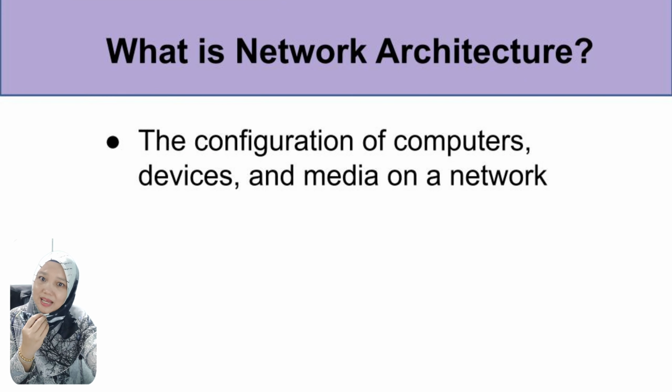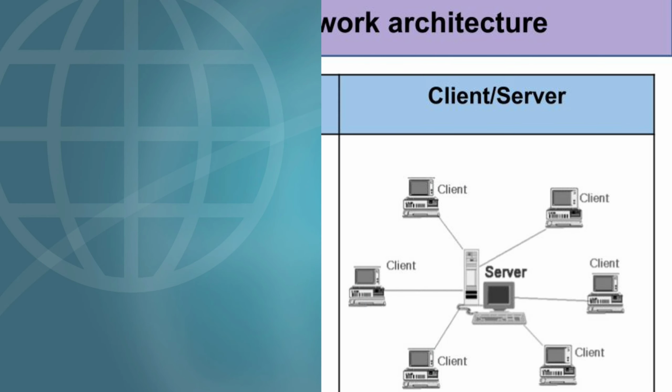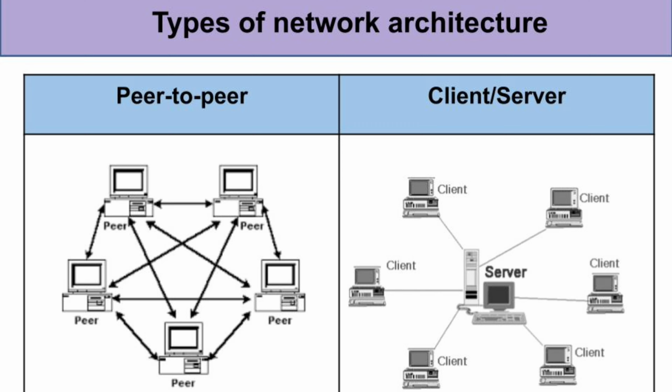What is network architecture? Network architecture is the configuration of computers, devices, and media on a network. Okay, look at the diagram. So there are two types of network architecture, which is peer-to-peer and client-server. I want you to look at the diagram carefully and find the differences between two of them.